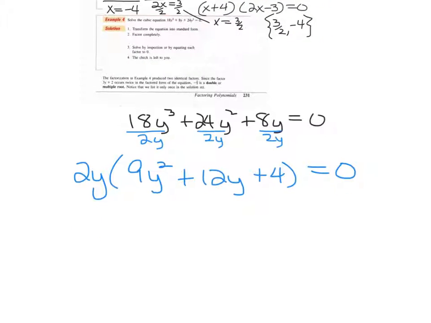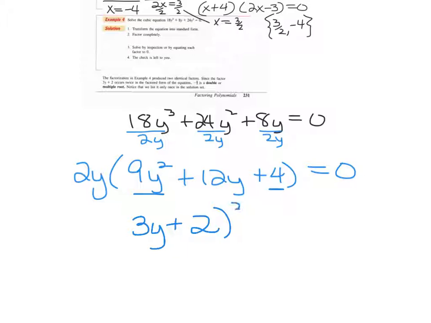Now I need to look to see if I can factor that trinomial I've gotten. Notice, to me, I see the ends. It looks like they're perfect squares. So I'm going to double check to see if this is a perfect square trinomial. So when I go to do this, if I square root the 9, I get 3y. If I square root the 4, I get 2.